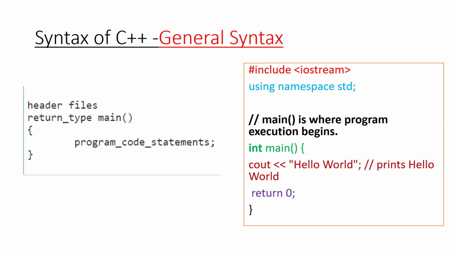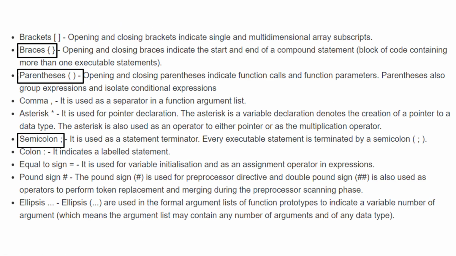Just to recall, we have the curly bracket opening and closing, which denotes the start and end of the main program. Then the parenthesis after main. Then the semicolon after a program code statement. You can see in the real program: int main, the curly bracket, this bracket, and after the hello world statement you have a semicolon. Then also return 0 with a semicolon, closing with the curly bracket. Those are the very commonly used symbols in C++.